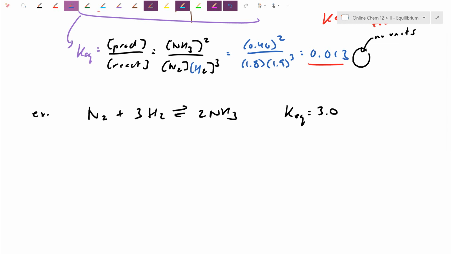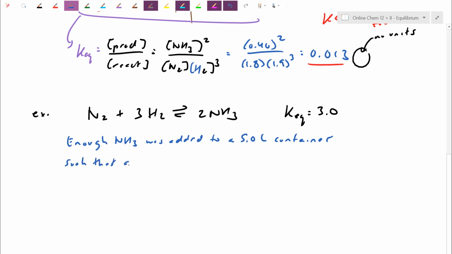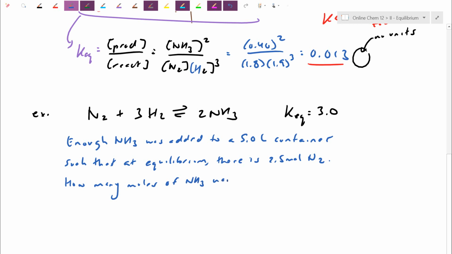Let me just read you the wording of this problem here. Enough NH3 was added to a 5-liter container, or you can call it a 5-liter bulb, such that at equilibrium there is 2.5 moles of N2. I just give you that one number, telling you something about the N2. The question here is how many moles of NH3 were initially placed.